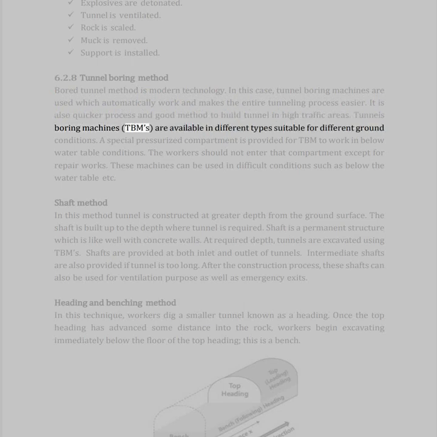Tunnel boring machines, TBMs, are available in different types suitable for different ground conditions. A special pressurized compartment is provided for TBM to work in below water table conditions. The workers should not enter that compartment except for repair works. These machines can be used in difficult conditions such as below the water table, etc.